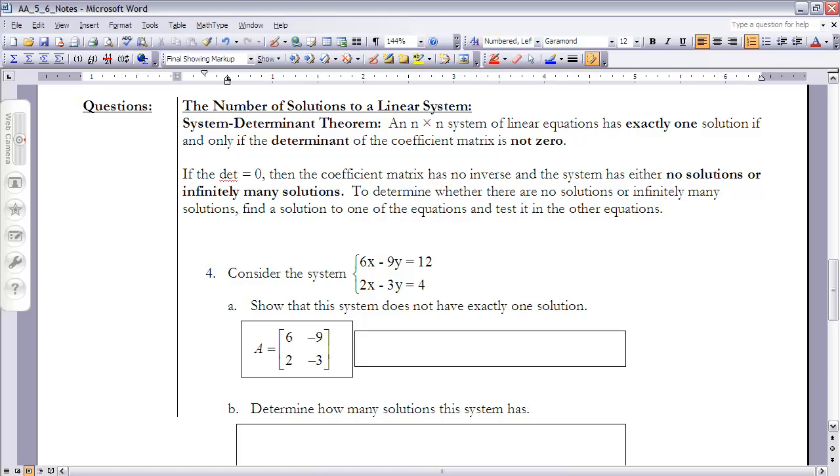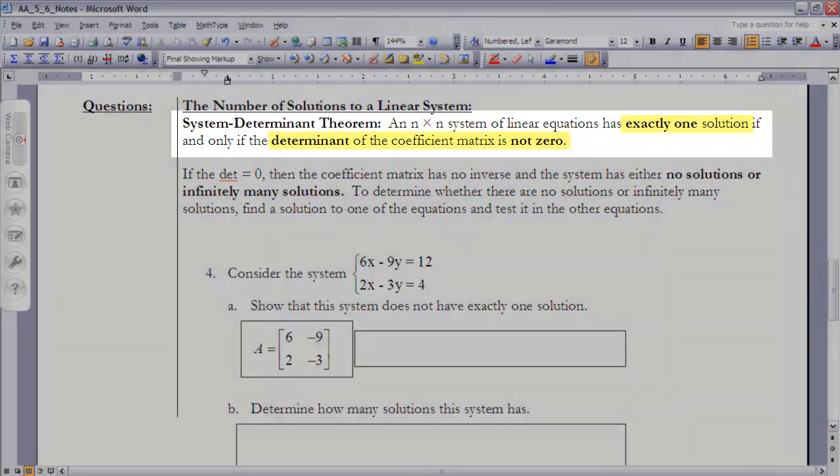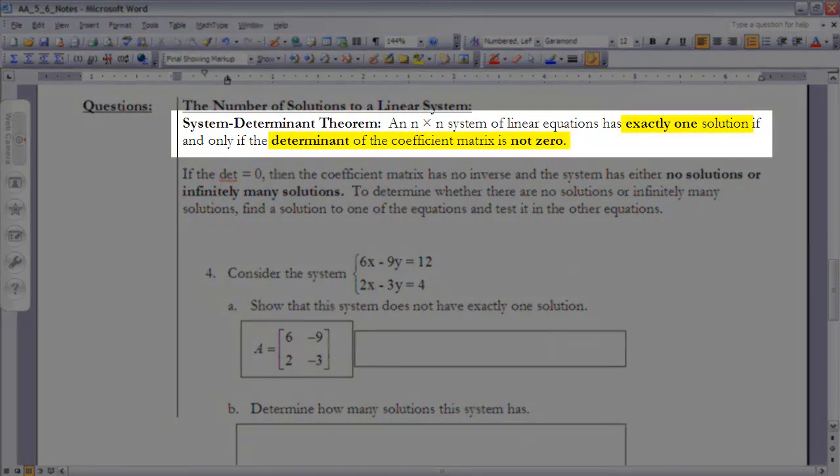Okay, next I'd like to take a look at how we can look at the number of solutions that a linear system will have based on the determinant of the coefficient matrix. And the way it works is this: if you have an n by n system of linear equations, the equation has exactly one solution if and only if the determinant of the coefficient matrix is not 0. So as long as we have an inverse to that coefficient matrix, in other words, the determinant is not 0, there would be an inverse. When that happens, we will always have exactly one solution to that system.